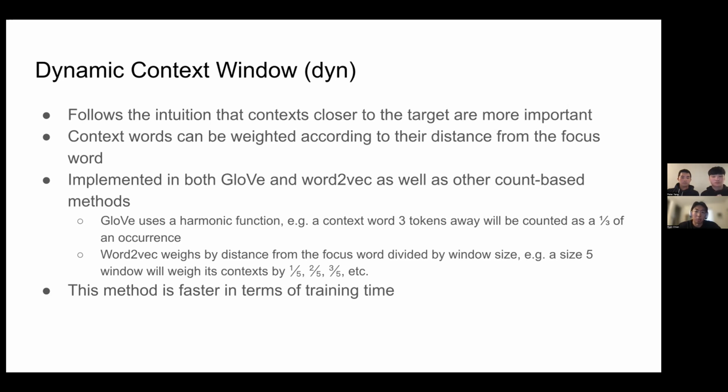This is implemented in both GloVe and Word2Vec, as well as the other count-based methods covered in this paper. Specifically, GloVe uses a harmonic function. An example would be that a context word 3 tokens away will be counted as 1/3 of an occurrence. In Word2Vec, the weights are determined by distance and the window size. For example, a size 5 window will weigh its context by 1/5, 2/5, 3/5, etc. This method was found to be faster in training time.